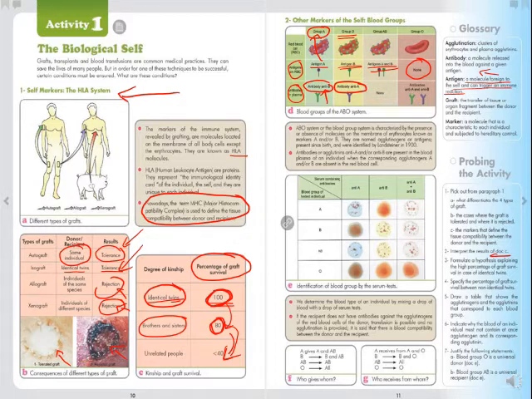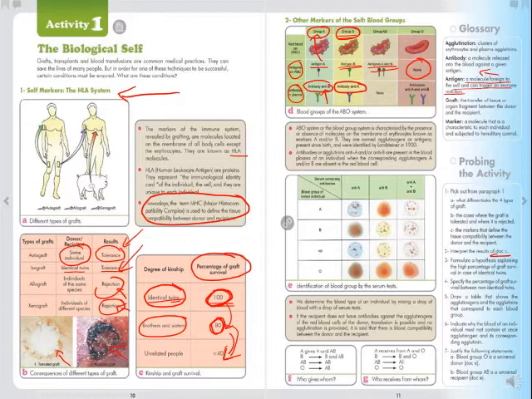So why should we not have the same antigen and antibody in the same blood group? If my blood group is A, I have antigen similar to the blood group, so I have antigen A, but the antibody should be different. If you have antigen A, the antibody should be antibody B. Second case, if I have blood group B, the antigen should be similar to the blood group, I have antigen B, but the antibody should be different, so it should be antibody A.